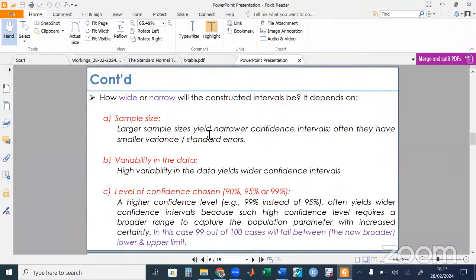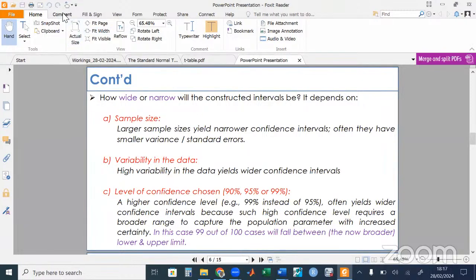Now, how large or how wide and how narrow is your interval? There are three things that will determine the narrowness or wideness of the interval you've created. The example I gave you in the previous slide, 2.86 to 3.04, could be a narrow or a wider range depending on these three variables. The first one is the sample size. In quantitative research, sample size is very important.